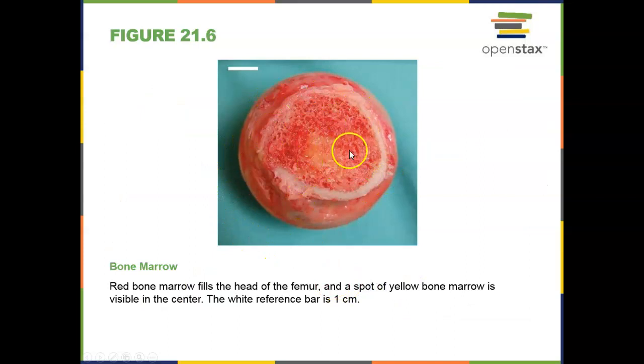This is a picture from your textbook that shows both the yellow bone marrow and red bone marrow. The red bone marrow is the site of blood cell formation. That's where those hemocytoblasts are going to be found. And hemocytoblasts are the stem cell that gives rise to all blood.